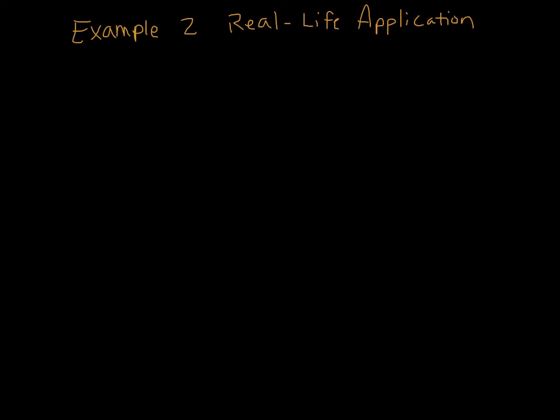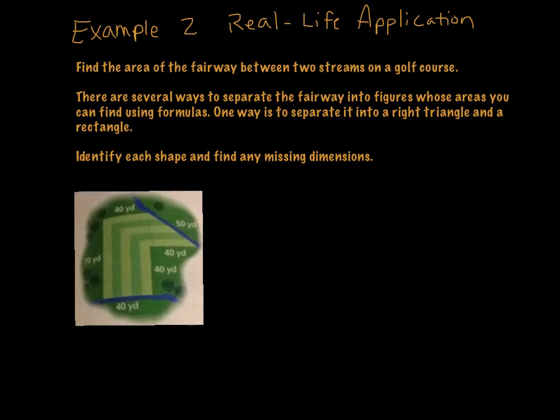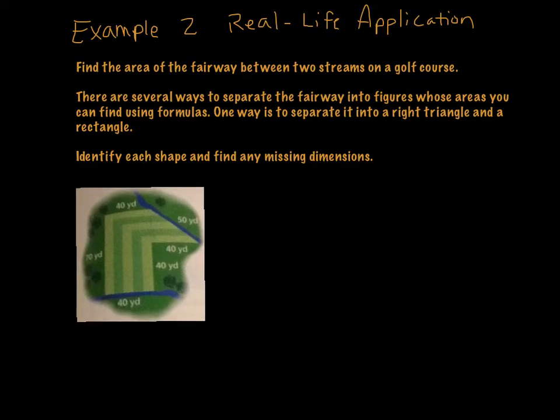So here we go. I'll show you the pictures of them, and then we'll find the area of the composite figure by splitting it up into 2 different shapes we know the area of. So the directions say to find the area of the fairway between 2 streams on a golf course. There are several ways to separate the fairway into figures whose areas you can find using formulas. One way is to separate it into a right triangle and a rectangle. Identify each shape and find any missing dimensions. So this is the figure that we're talking about here.